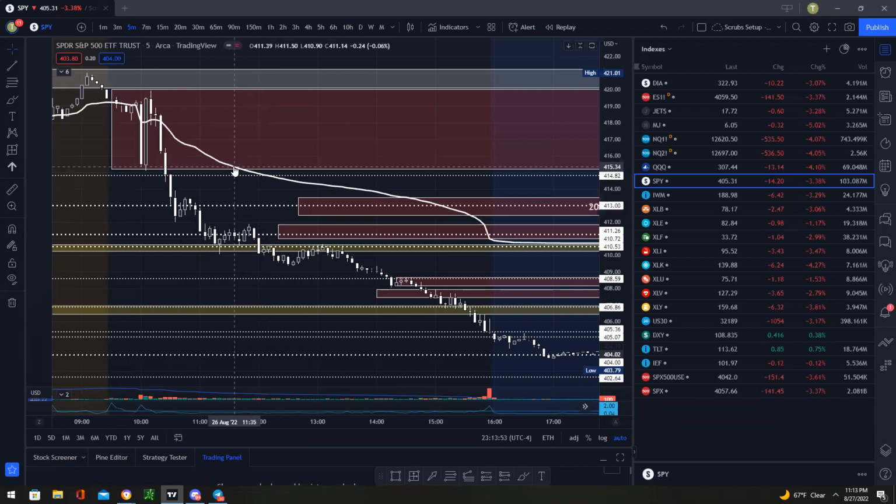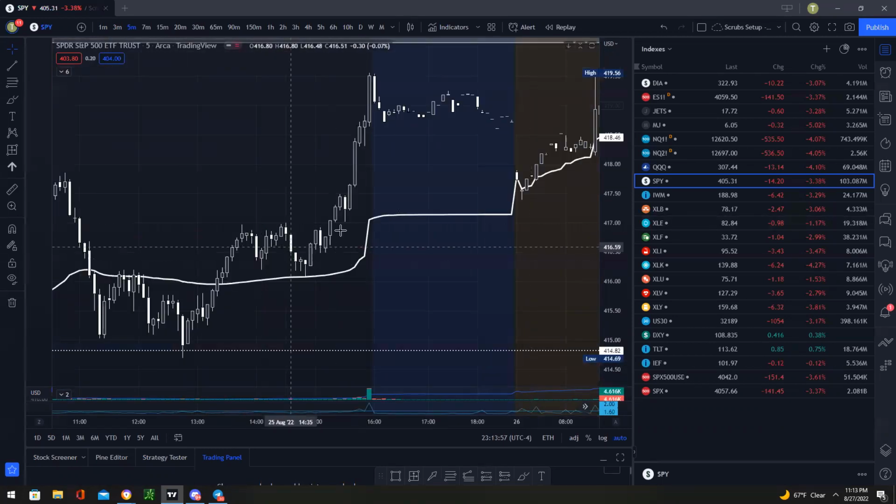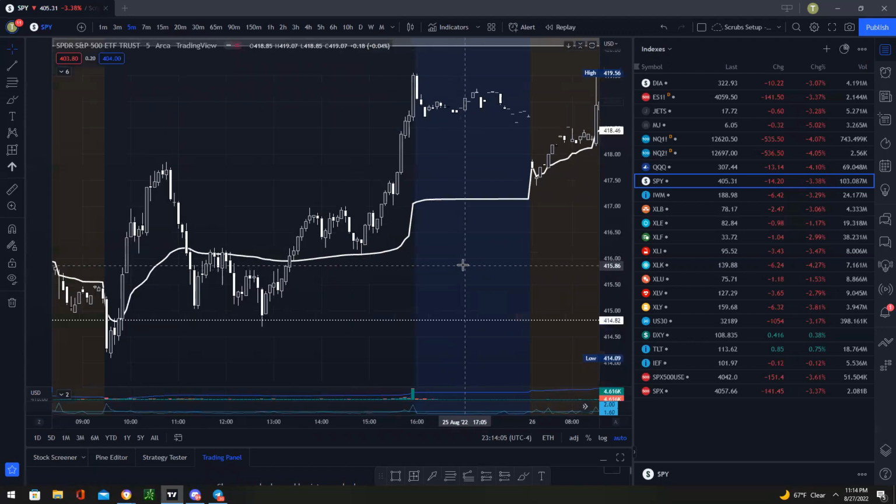Basically, if the price action is below this little line, it's bearish. If it is above this little line, it is bullish. And then it acts exactly the same as a VWAP. There's bounces, there's rejections, there's crossovers.